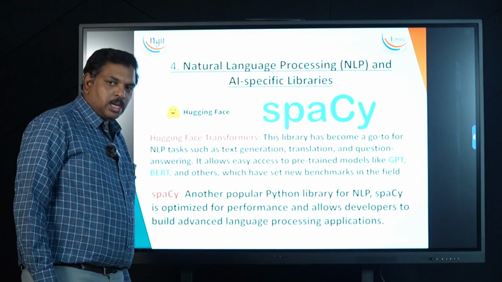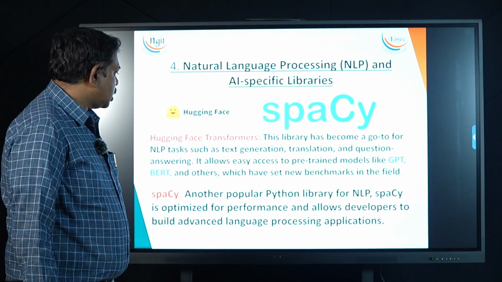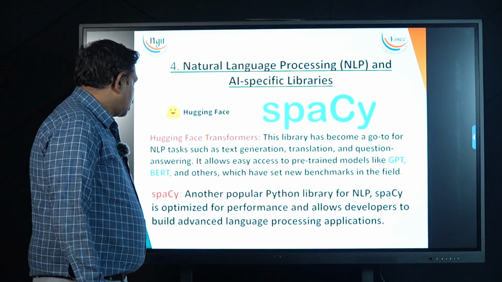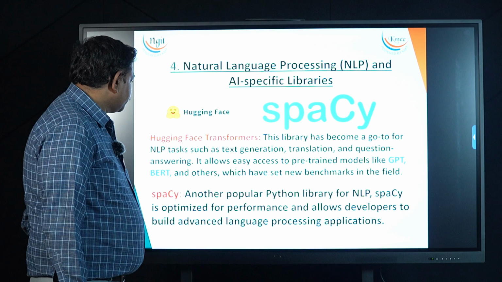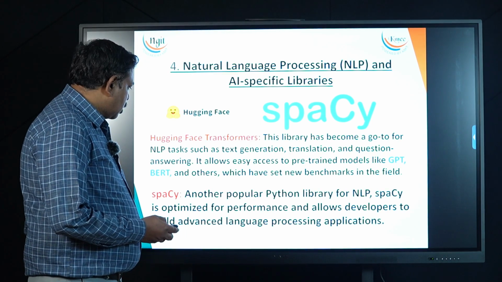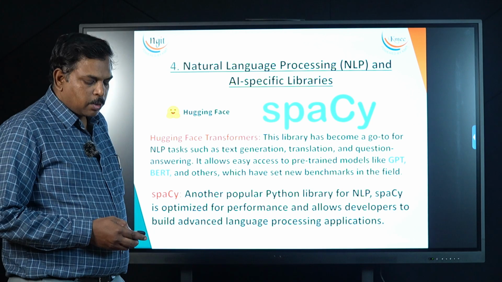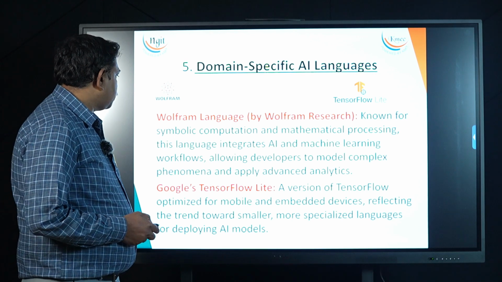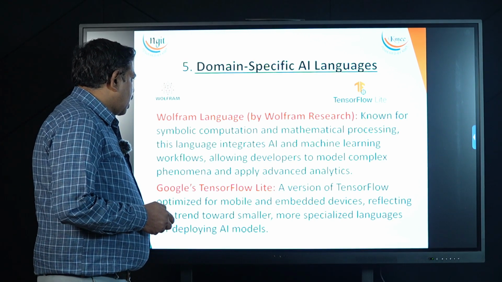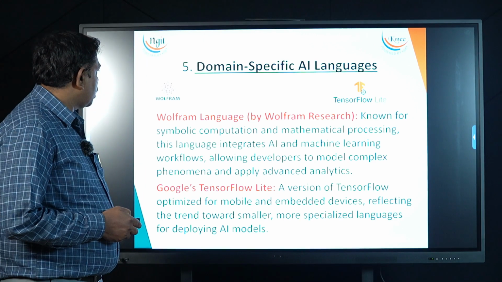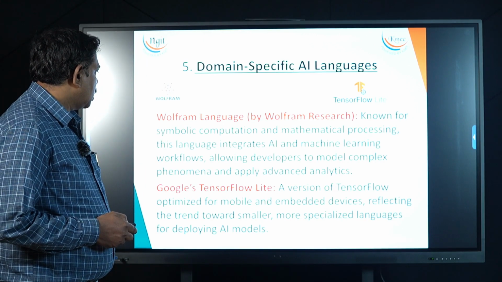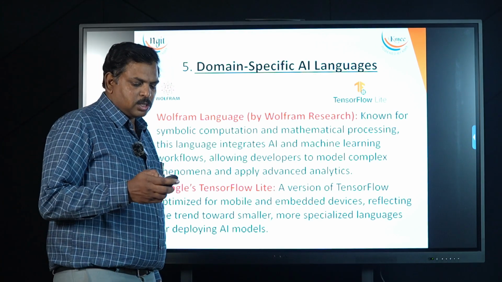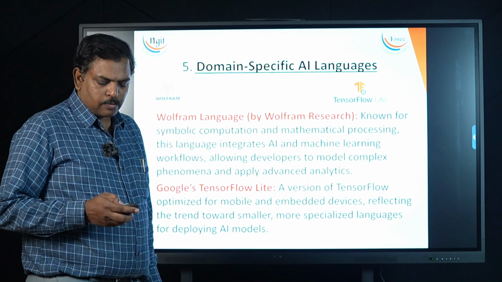Another popular library in natural language processing is spaCy. It is also gaining popularity. It has optimized performance compared to other frameworks. So we can develop advanced language processing applications with the help of spaCy. Other than this, for domain-specific mathematical computation, we can use the Wolfram language, from Wolfram Research. And for small devices which have limited bandwidth and limited processing power, they can go for Google's TensorFlow Lite.